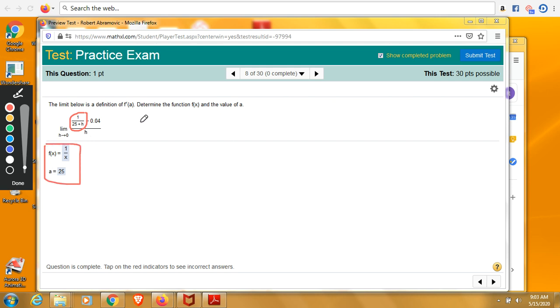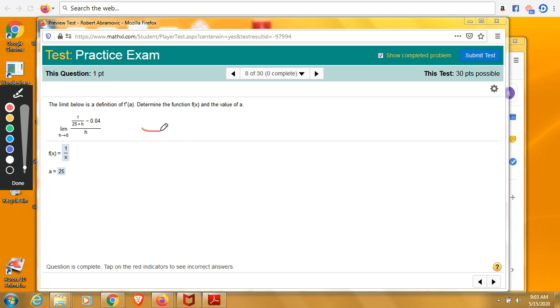Let's see why. Well, we saw if f of x is 1 over x and a is 25, then 1 over f of a plus h is 1 over 25 plus h. Now remember, what are we subtracting? We're subtracting f of a from f of a plus h. It's the difference in outputs, the difference of the output obtained when the input is a plus h, and when the input is a, divided by the difference between the input at a plus h and the input at a.